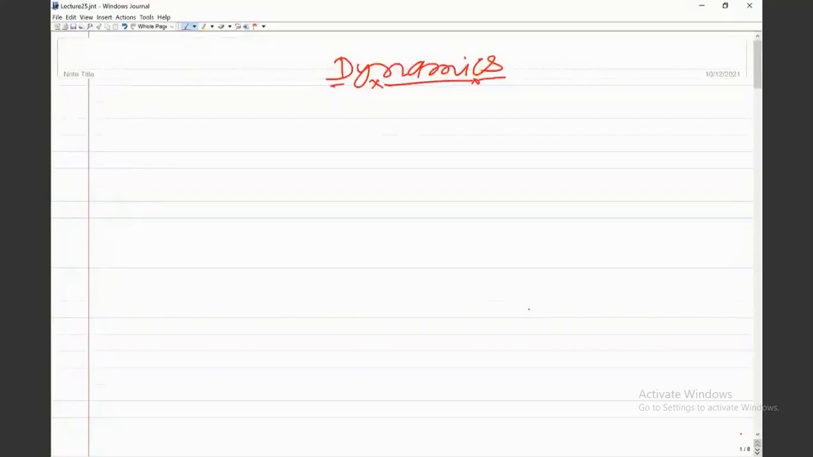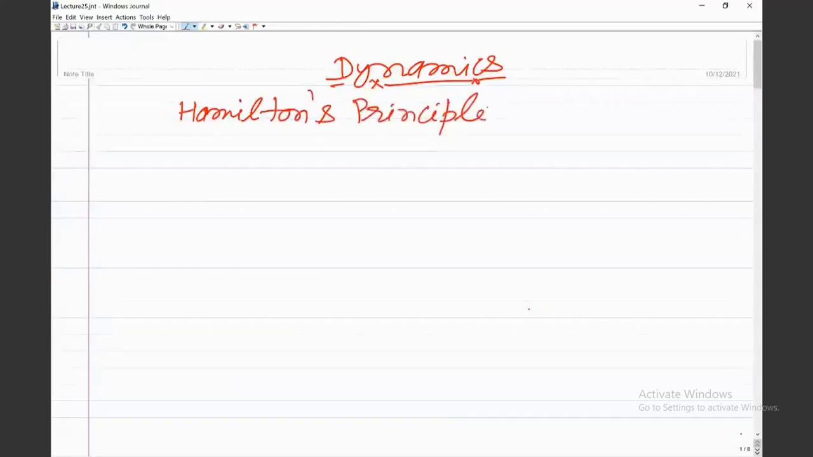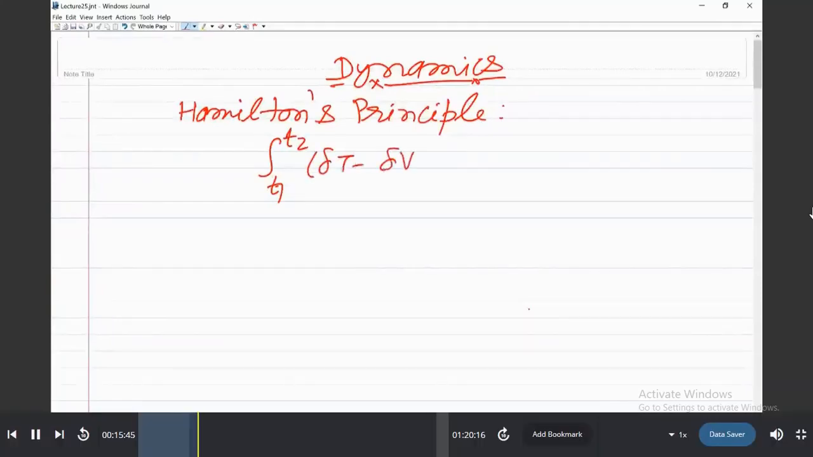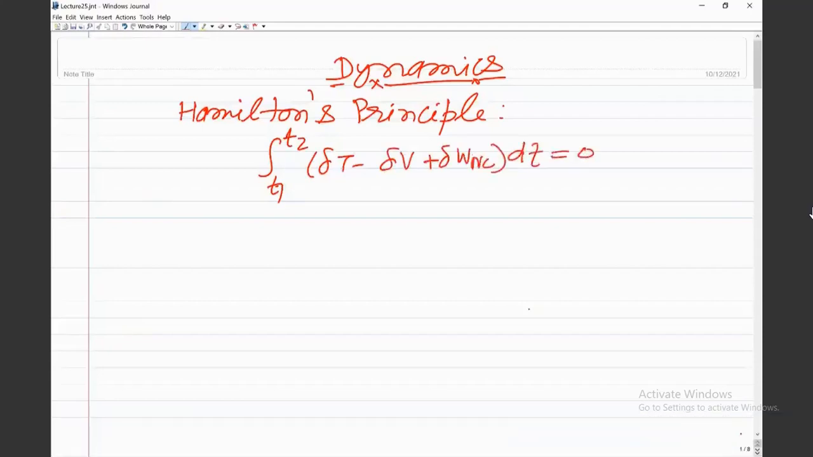So yeah, I'm continuing with dynamics. Last class I was trying to derive the equation of motion. So we used Hamilton's principle. Hamilton's principle statement is that the integral from t1 to t2 of delta T minus delta V plus delta W_nc dt equals 0. Here delta T is the first variation of kinetic energy, delta V is the first variation of potential energy, and delta W_nc is the virtual work of non-conservative forces.